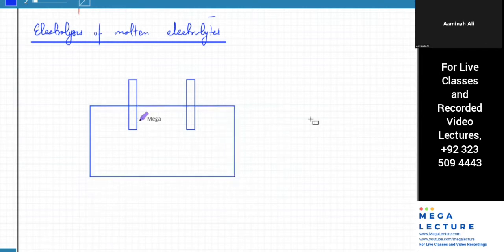So that's my beaker, and there's going to be a wire connecting the 2 electrodes together, and they'll be connected to a battery. So that's my battery. Which one is the cathode and which one is the anode? What is this one? You know what this is?